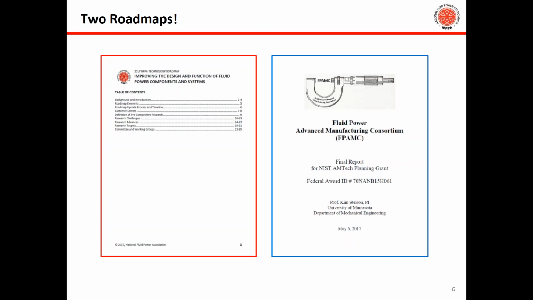And I reflected that intent earlier when I defined our roadmap as a document that would focus on those three elements: the design, manufacture, and function of fluid power components and systems. Now, this successful combination is going to frankly require some creativity on our part, as the two documents have some structural differences between them.